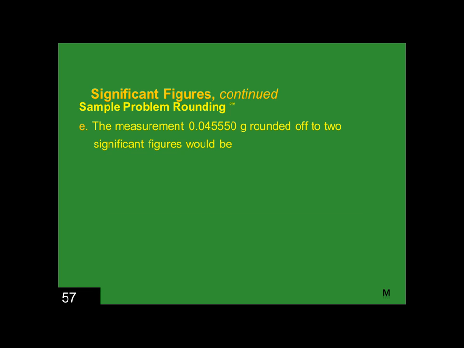Okay. So here's some examples. The measurement of 0.045550 grams rounded to 2 significant figures would be, write down your answer. Answer would be 0.046 grams. You're rounding to 2 significant figures, so ignore the zeros, they don't count.